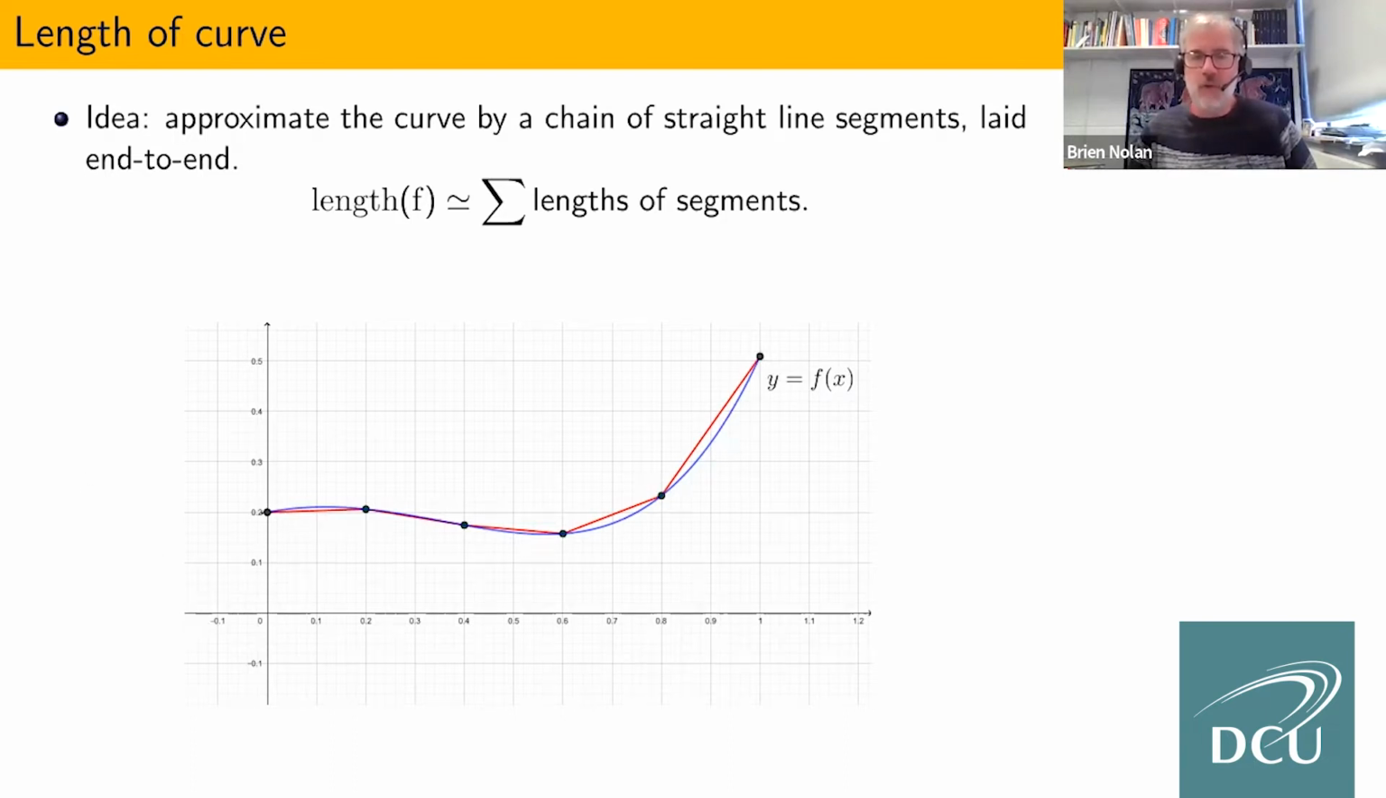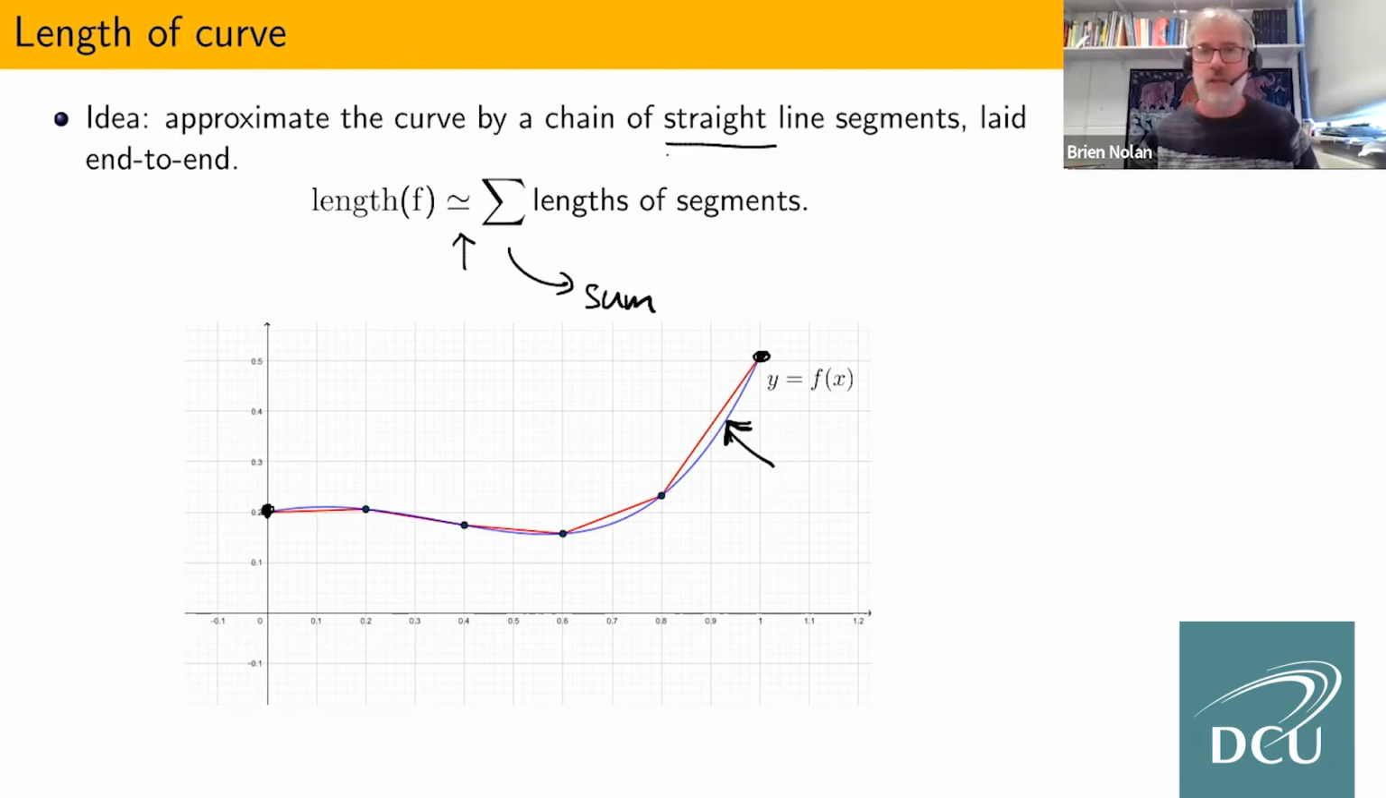We make this chain of straight line segments along the curve from x equals a up to x equals b. And then I think we can see from the diagram that the length of the curve, the actual length of the curving part there that's in blue, must be approximately equal to the sum, remember sigma, the Greek capital S for sum, of the lengths of the segments. So this is our key idea: to get the length of the curve, we'll use lengths of straight line segments.